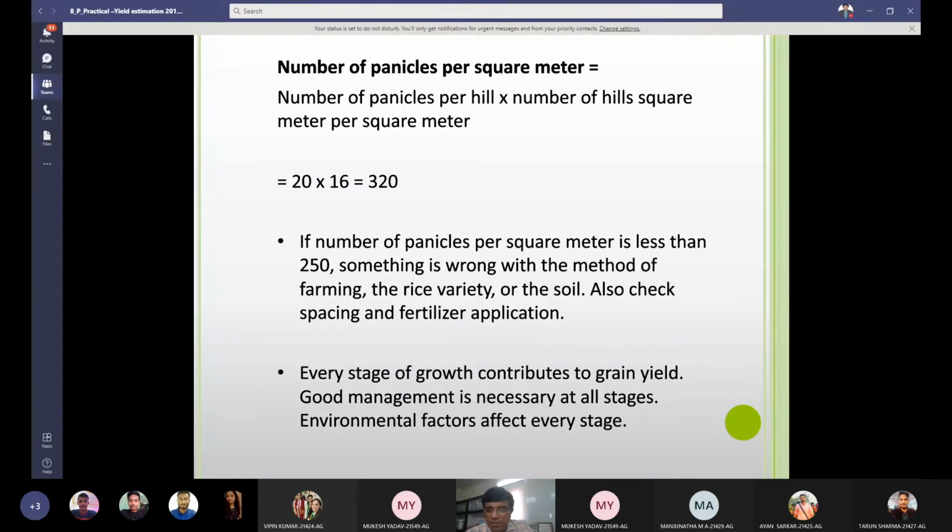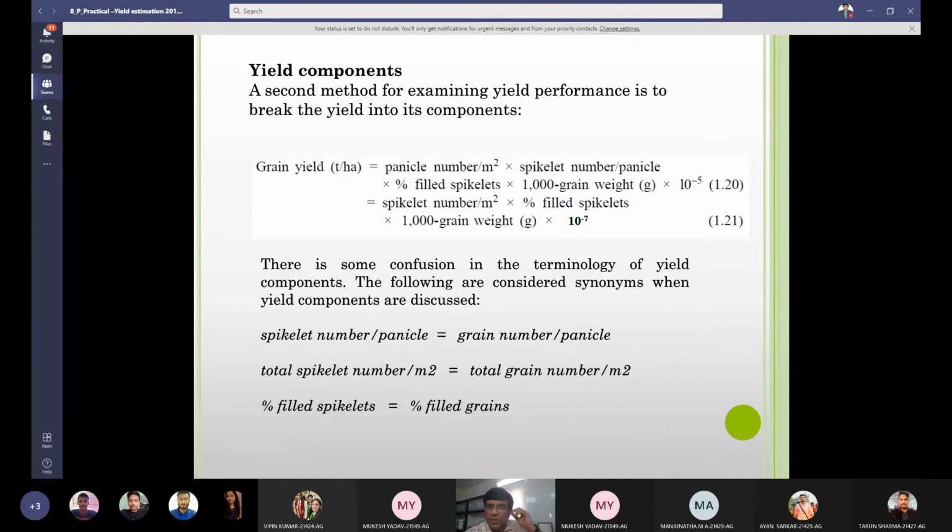Every stage of growth contributes to grain yield. Good management is necessary at all stages, and environmental factors affect every stage. Now you see how the yield can be worked out. You know how to calculate the panicles per meter square. Now grain yield.